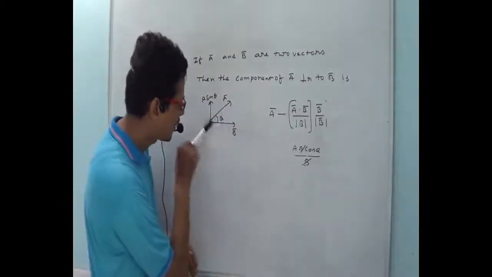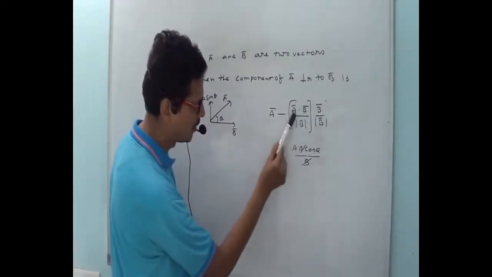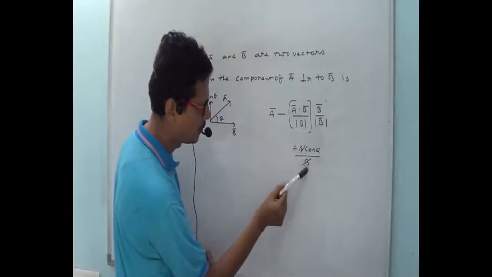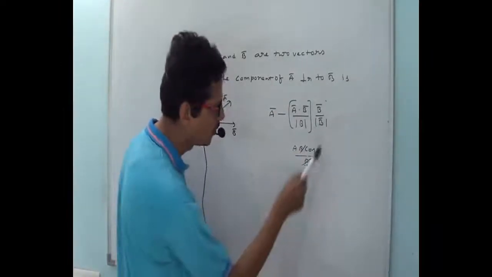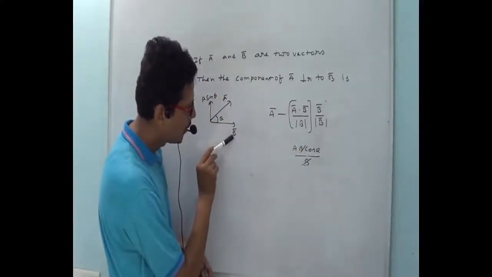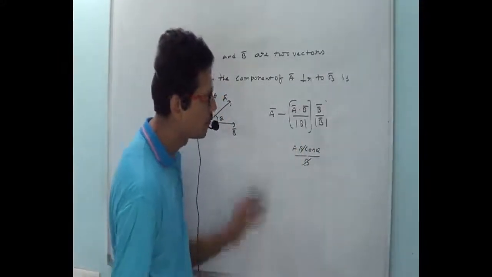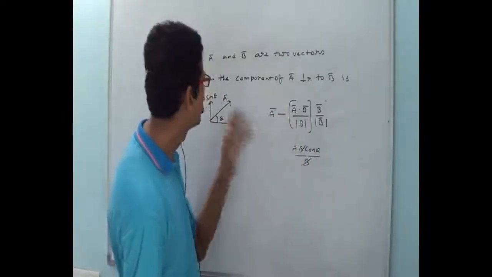What is the component of this vector along this direction? A cos theta. This is A cos theta only, AB cos theta divided by B. And I want to write it in vector form. In this direction, what is the unit vector? B bar divided by mod B bar only, na? Note down this. We will do one problem tomorrow based on this.